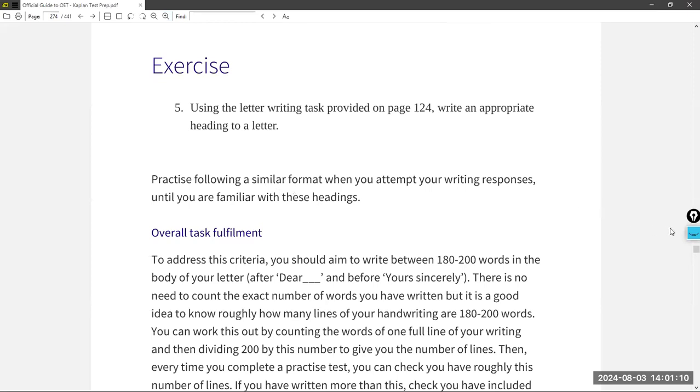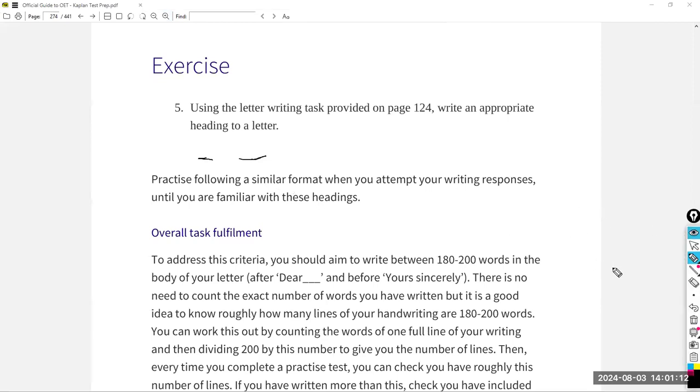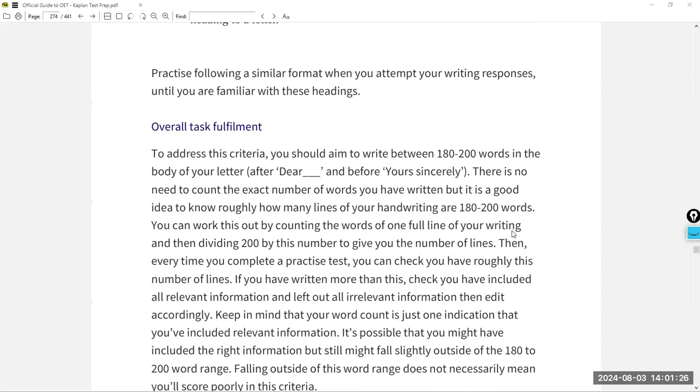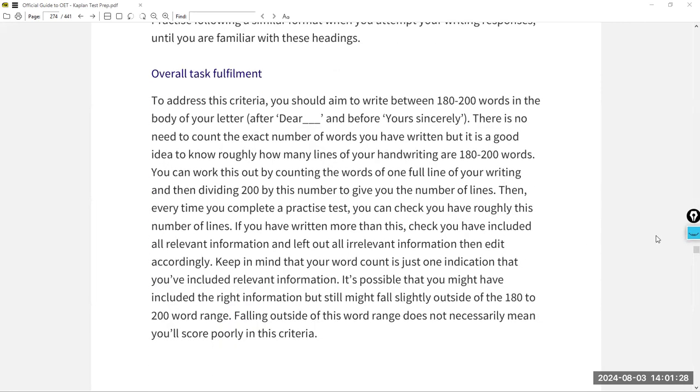Now, let's practice following a similar format when you attempt your writing responses until you are familiar with these headings. Because this is really important. Okay, now the overall task fulfillment.